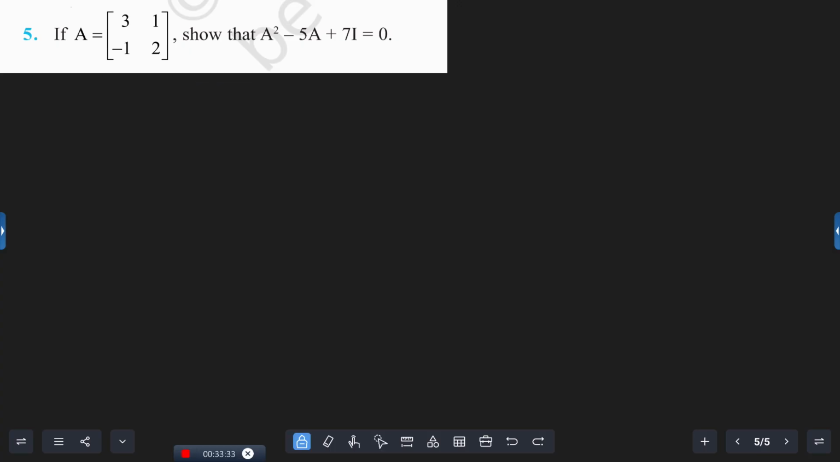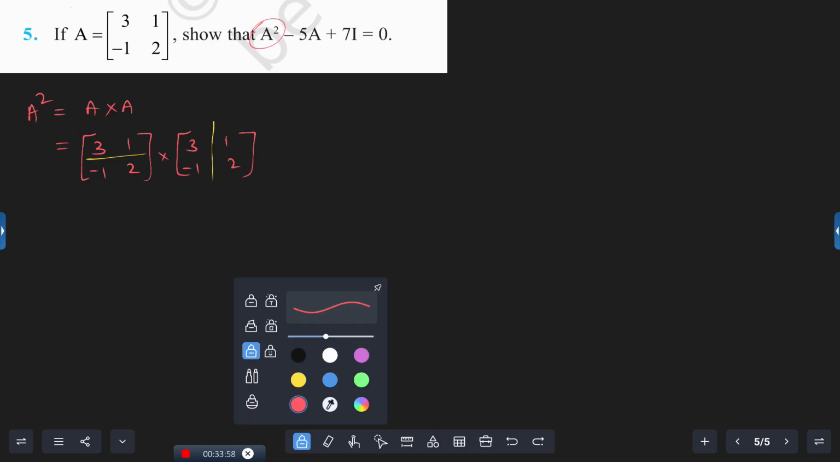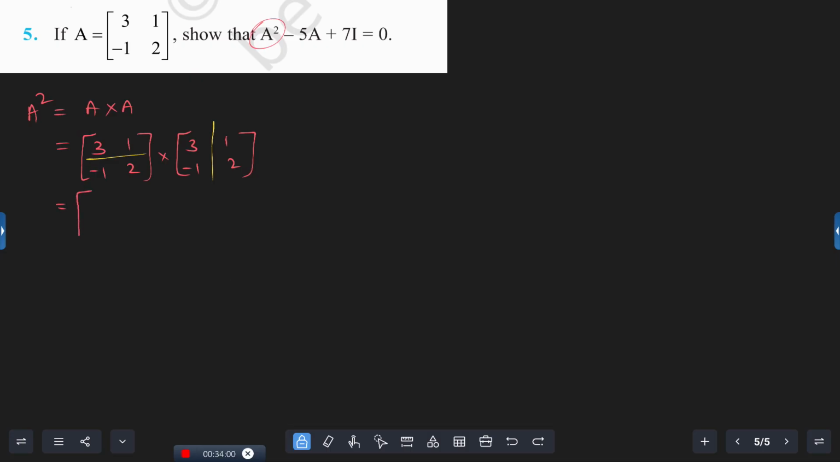Right, Raja, listen. Just 2 by 2 only. No, it is easy now. First, they asked to find A square. So A square is equal to A into A. A matrix is 3, minus 1, 1, 2. The same matrix you have to write here. So for the matrix product, do you remember, children? Row with the column. Matrix product, row with what, pa? Column.